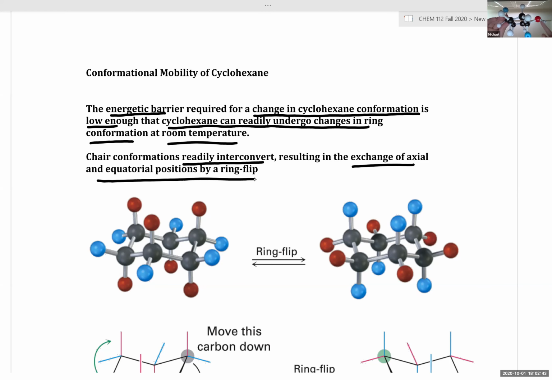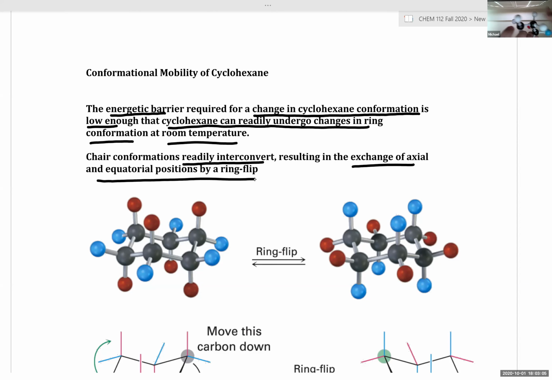Or let me rephrase. Is this axial substituent still axial? Looking at this substituent right now, is it axial or equatorial? It's equatorial. So let me just show this to you one more time.